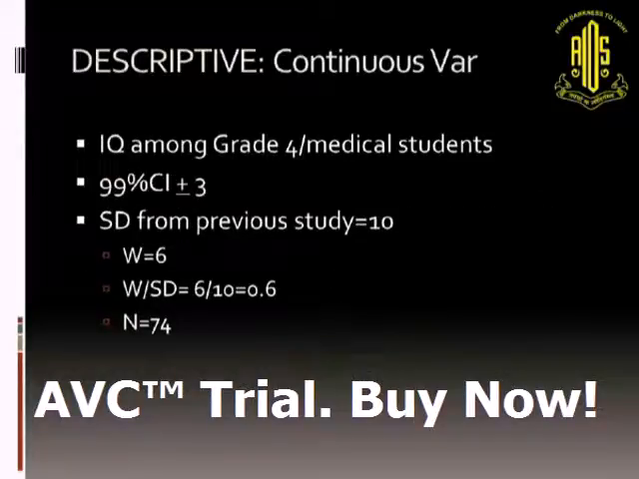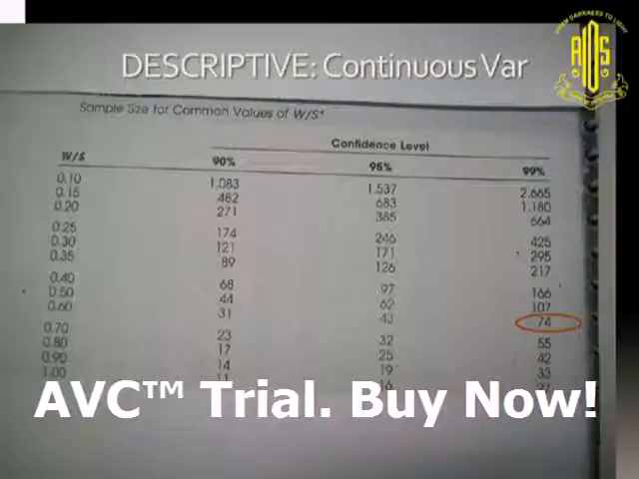Now, let me give you an example here. It's a continuous variable, a descriptive study for medical students. This is the width of your confidence interval, which is plus minus 3. So what is the width? 6. The standard deviation that you got from the previous study was 10. So this value, W upon S, comes as 0.6. You go to the nomogram, go to 99% confidence interval, go to W upon S of 0.6, and you get a sample size of 74.